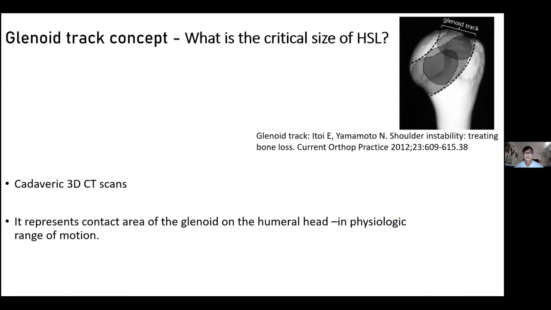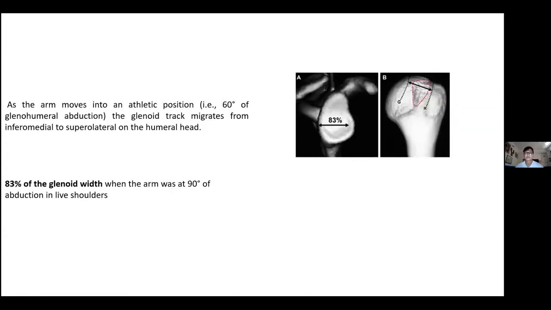And the newer concept, not so new, but in 2012, Yamamoto and Itoi gave the concept of the glenoid track. They tried to identify what size of Hill-Sachs lesion is actually critical and causes recurrent dislocation. They did a study on cadaveric 3D CT scans, and they described the glenoid track as the area of contact of the glenoid on the humeral head in a physiological range of movement.